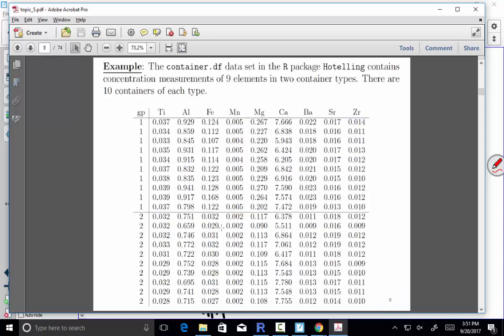Okay, we're out of time, but next time we'll go to some data and use our new toys. We'll do a test for a multivariate mean, and then eventually we'll start doing confidence regions.